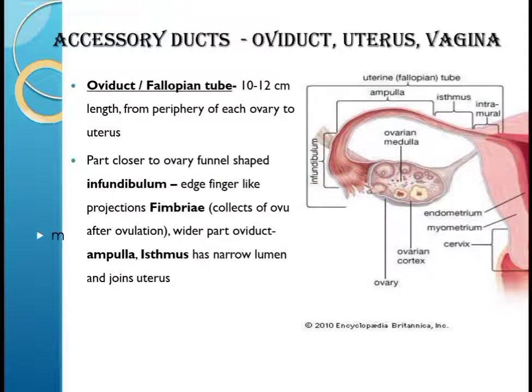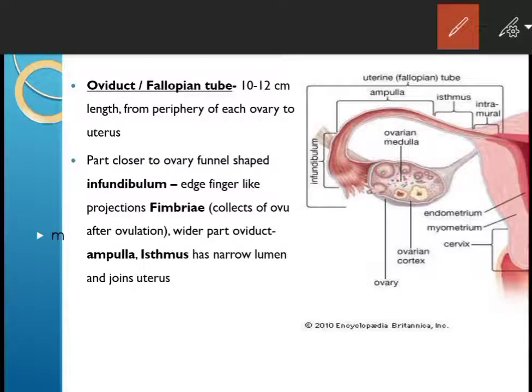So children, now we will start with the secondary sex organs. And the secondary sex organs are the accessory ducts, which are oviduct, uterus, vagina. Let us first start with the oviduct or the fallopian tubes.